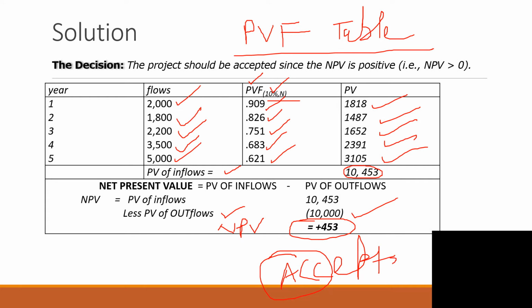This is because if you undertake this project at a 10% rate of interest or cost of equity, the firm's value will increase immediately by $453. So because the NPV is positive and we only have one project, we must accept the project, as positive NPV means it should increase the value of the firm undertaking the project by 453.